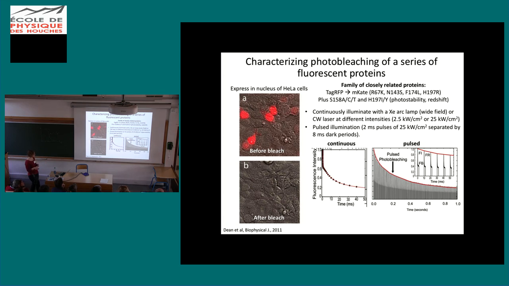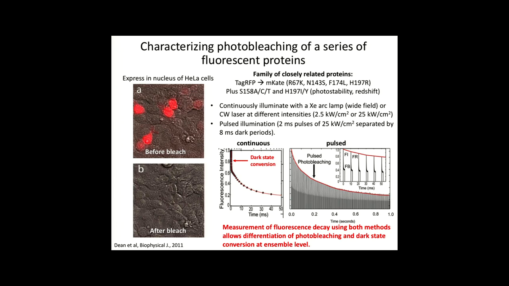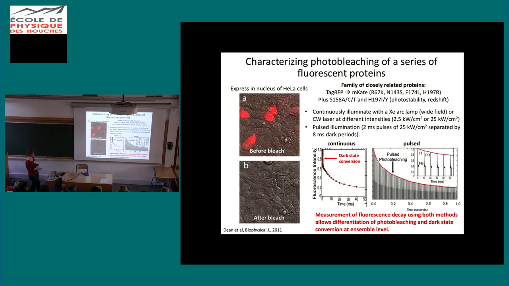This is continuous illumination and pulsed illumination. You generate these patterns where they go up and they go down, but the tips of all of these is really what represents photobleaching under the pulsed illumination conditions. And essentially, making both of these measurements and doing some modeling, what we realized is that this fast phase here is really dark state conversion. So measuring by both methods allowed us to differentiate that the biggest contribution to this fast phase is this conversion to a transient dark state.